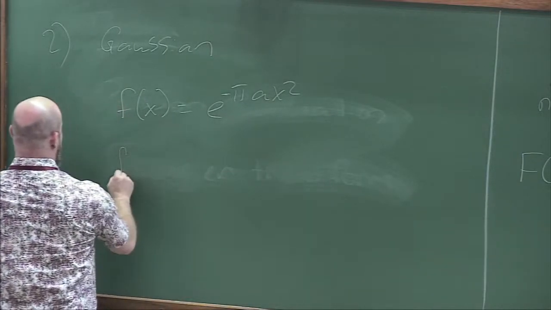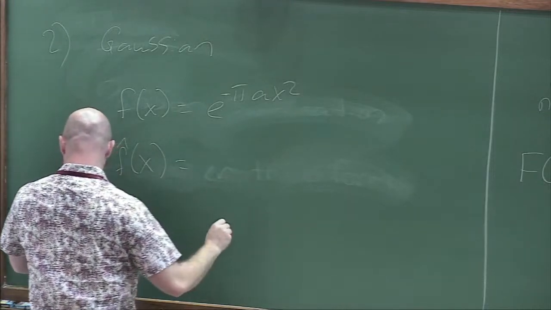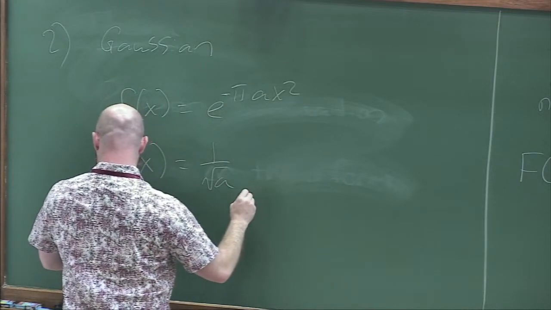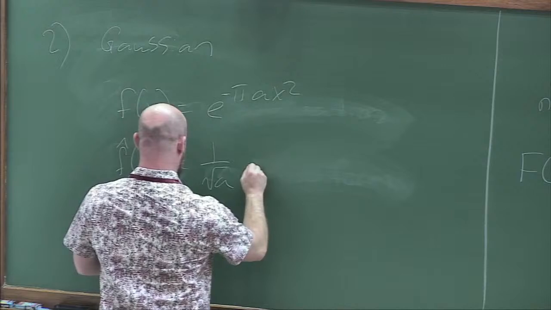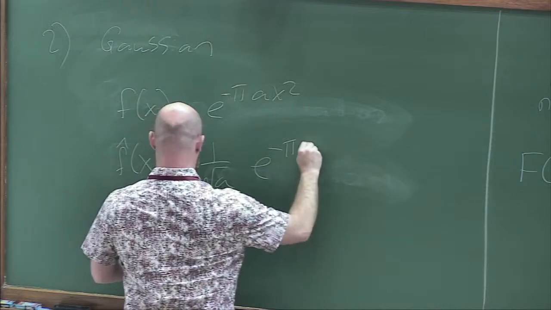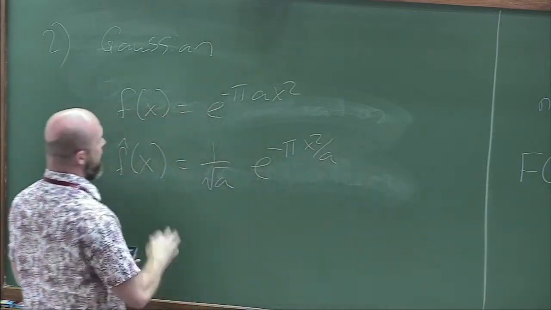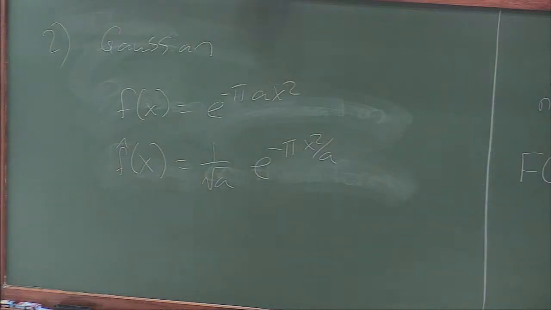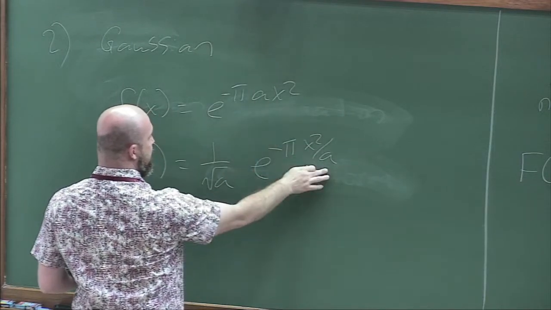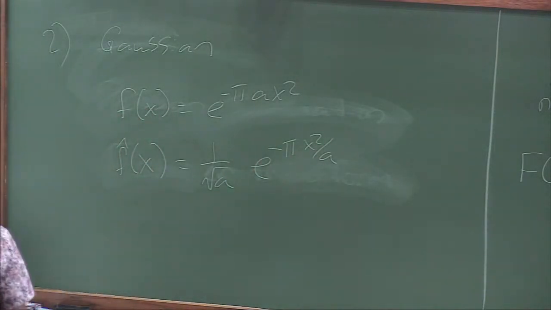The Fourier transform of this is equal to 1 over the square root of a times e to the minus pi x squared over a. Okay? So if a is 1, this is actually invariant under the Fourier transform, at least for the normalization that we picked here. When a is not 1, we're just sort of inverting it in place, and then we get this extra piece that shows up over here.